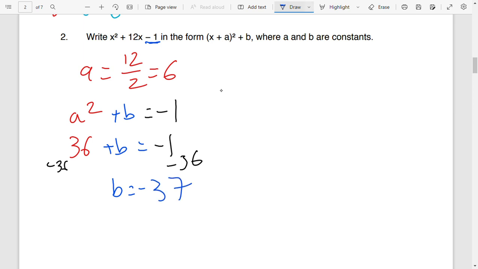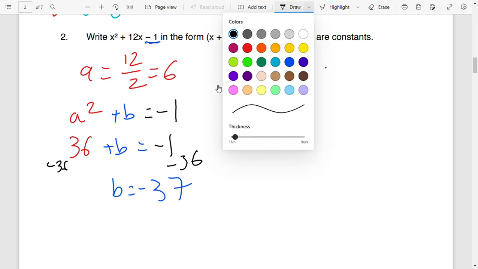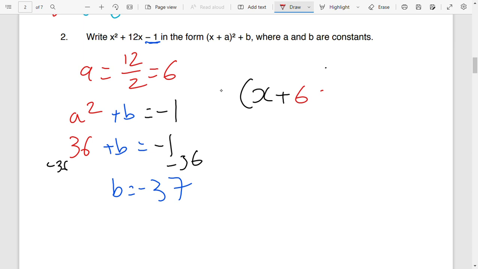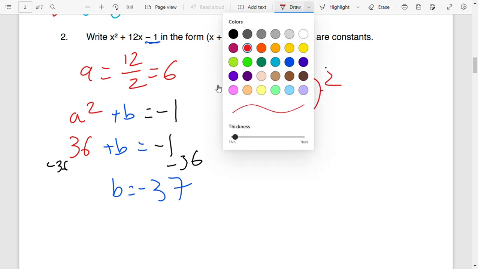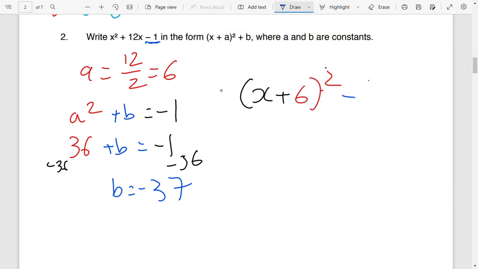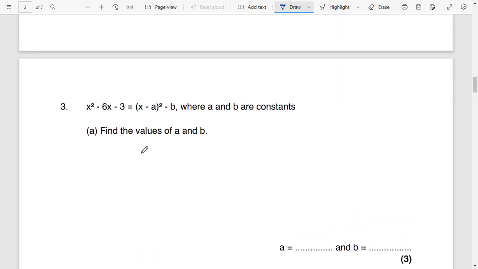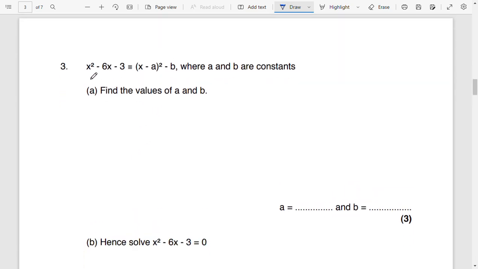So put it back into this form. (x plus 6) squared, and then b is going to be minus 37. Let's do one more question, and then we're going to go on to some more advanced questions. So question 3 is in two parts. x squared minus 6x minus 3 equals (x minus a) squared minus b, where a and b are constants. Find the values of a and b. I'm doing some trickery there with the minuses, and then we're going to solve it for 0, and that will be the end of the video. So let's have a look.